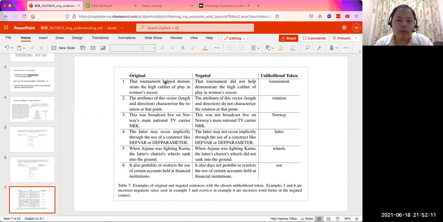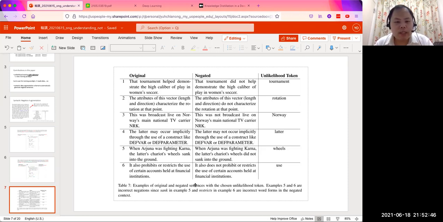For example, the tournament helped demonstrate the high caliber of play in women's soccer versus that tournament did not help demonstrate the high caliber of play in women's soccer. However, as mentioned in the caption over here, examples 5 and 6 are actually not conjugated well because, for example, number 5, when Arjuna was fighting Karna, the latter's chariot's wheel sank into the ground. And we see that the word sank was actually retained in the negated sentence. When Arjuna was fighting Karna, the latter chariot's wheel did not sink into the ground. So there's some problem here.